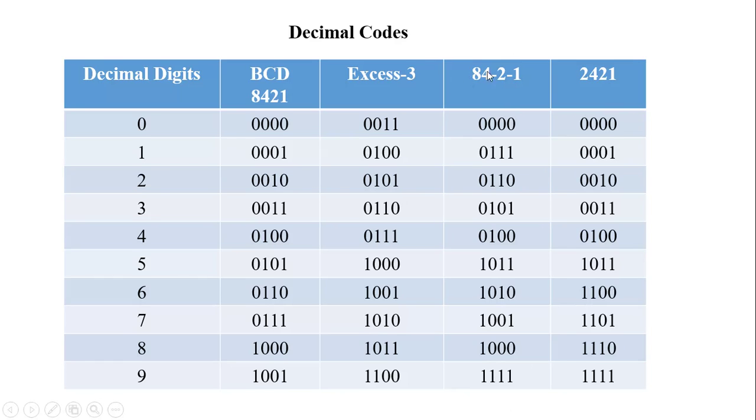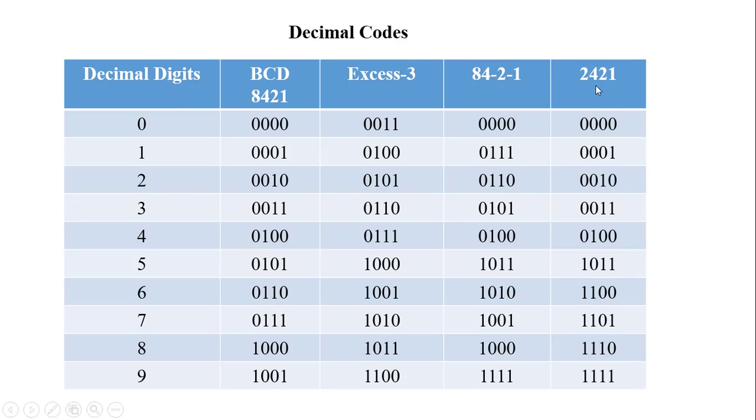These are the weights. So to find the 8 4 minus 2 minus 1 code, break these numbers into these weights. So you will get the corresponding weights: which weight is present, put a 1 for that, which weight is not present, put a 0 for that. So you will get this code. This is another code, the 2421 code. This is also a decimal code and a self-complementary code.